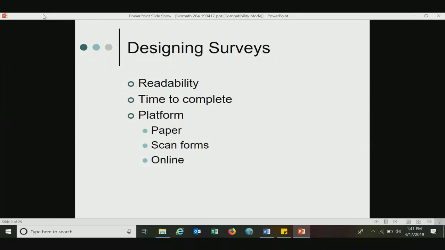If you have somebody captive, they've come to a visit, clearly you can have them spend a little bit more time. I sort of think the upper limit is about 25 minutes. If your survey's longer than 25 minutes, you may want to think about either breaking it up, so giving it in a couple of different ways, or looking at whether there are some ways you can trim it down.